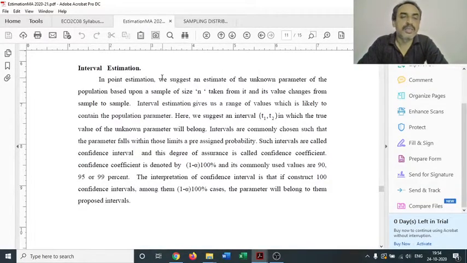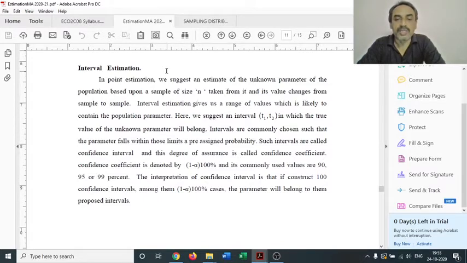Our next section is interval estimation. In point estimation, we found that an estimate will be proposed for the unknown parameter based upon a sample of size n taken from that population. If x1, x2, etc. xn represent the variables drawn to the sample, based upon this we propose an estimator, and the value of this estimator obtained from the sample taken is known as the estimate for the population parameter. So when samples are changed, definitely the values of the estimates also will be changed.